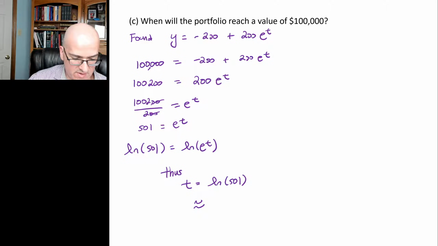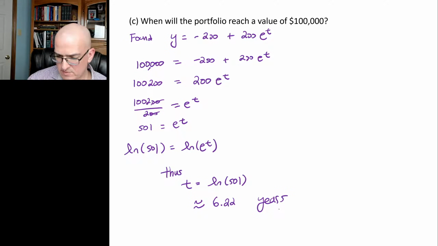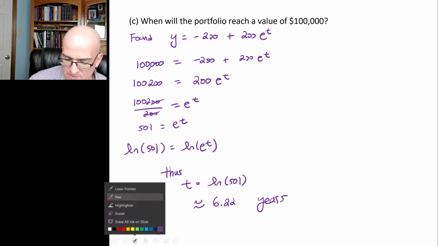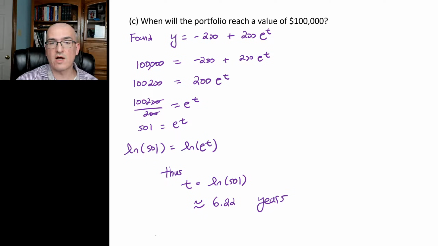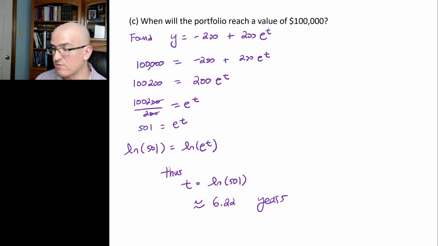Ln of 501, 6.22 years. And this is a very different answer than what we would get if it was discrete compounding. If it was annual or monthly compounding, we would get a longer time period.